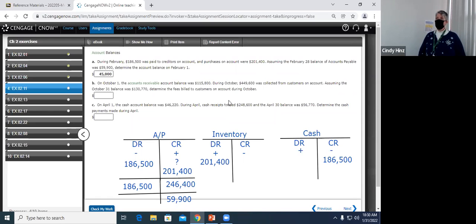Well, let's just walk through it, talk through it, make sure it makes sense. We owed 45,000 and then we bought another 200,000 on credit. So we owed about 246,000. We paid off 186, and sure enough, we owed still about 60,000 at the end. And I'm just rounding off and checking for reasonableness. Does this even make sense? And it does to me. Does it to you?